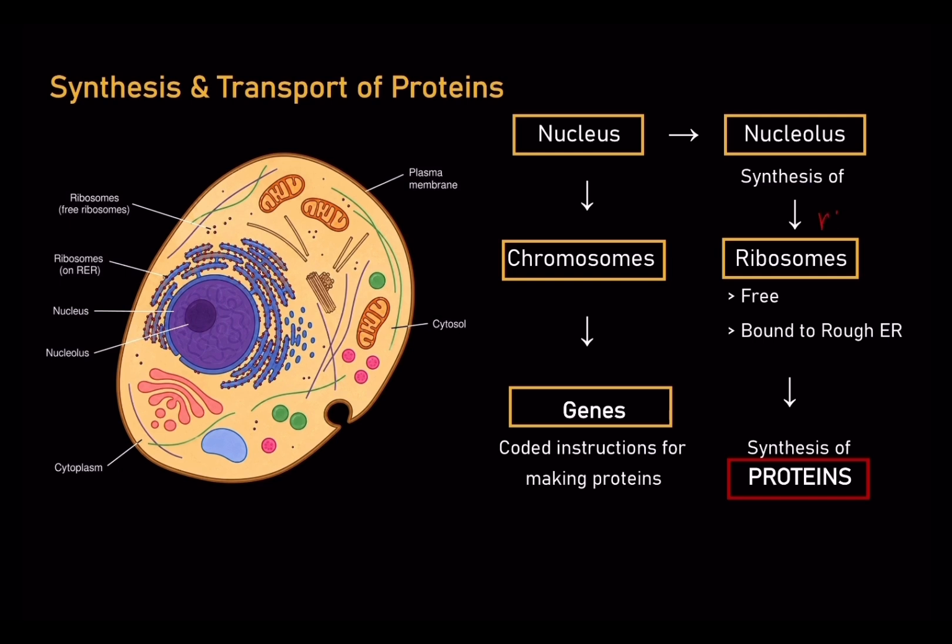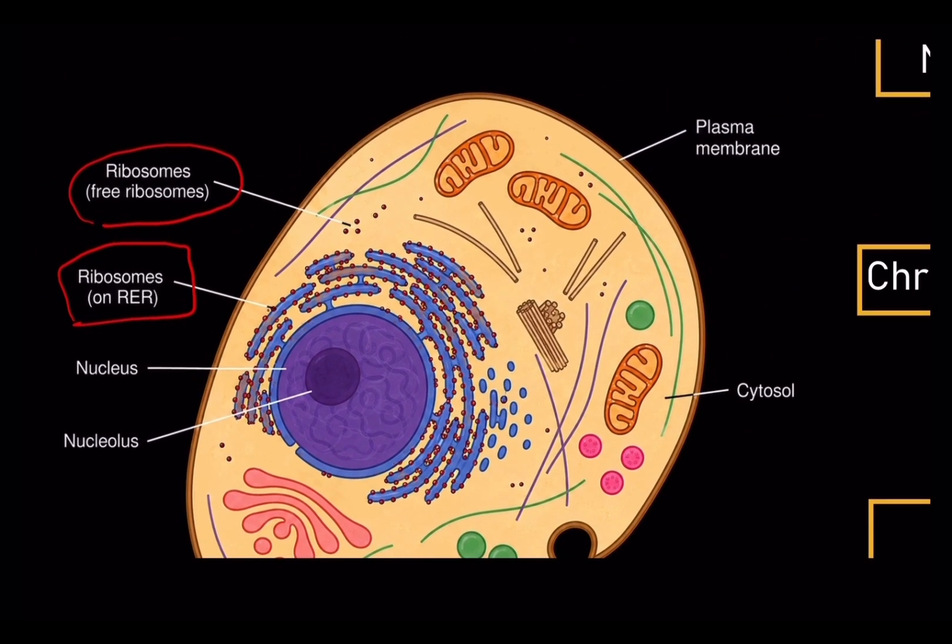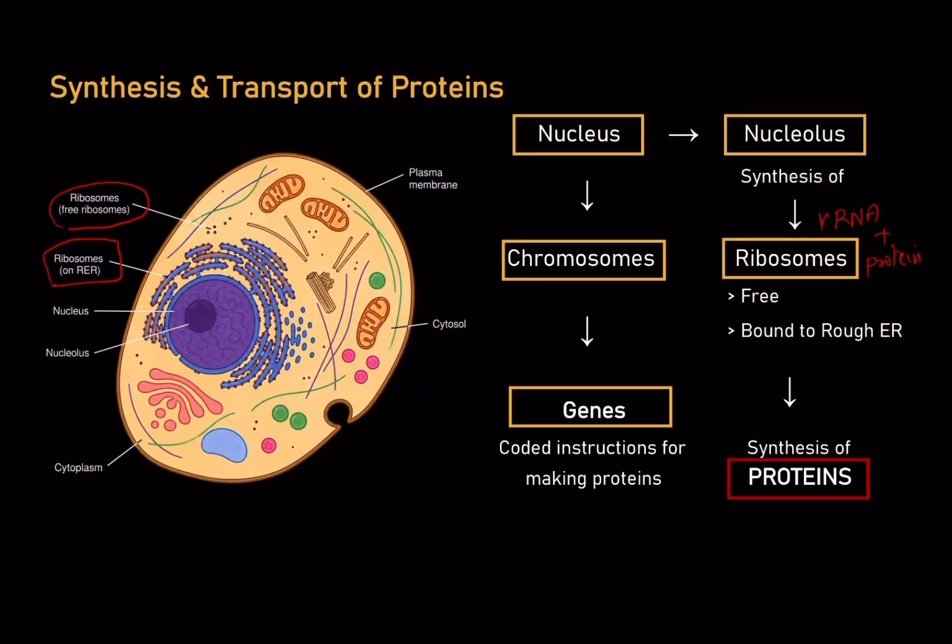So they're made of rRNA plus protein. And they're very tiny structures you could find existing freely in the cytoplasm or attached on the surface of rough endoplasmic reticulum. This ER, endoplasmic reticulum, is rough because it has ribosomes studded on its surface, giving it a rough appearance under an electron microscope.